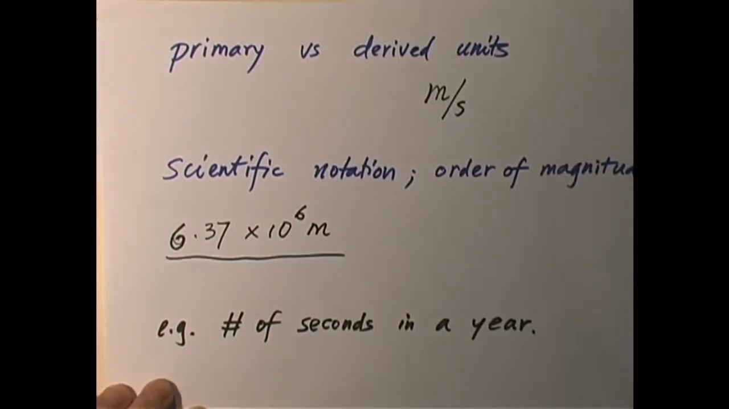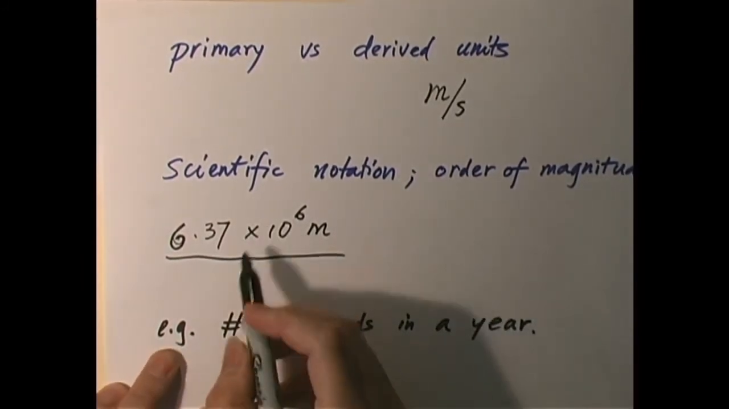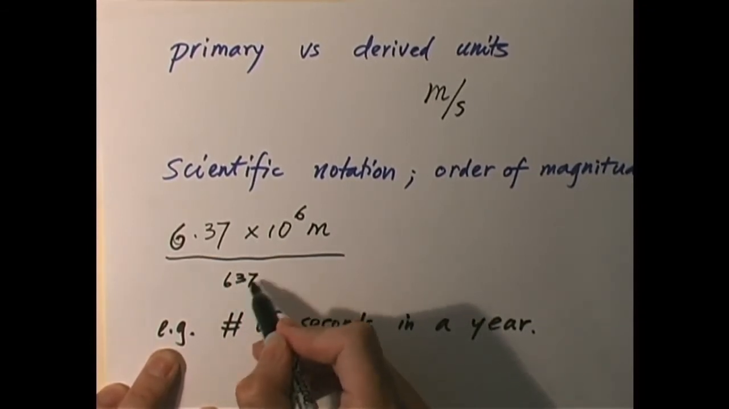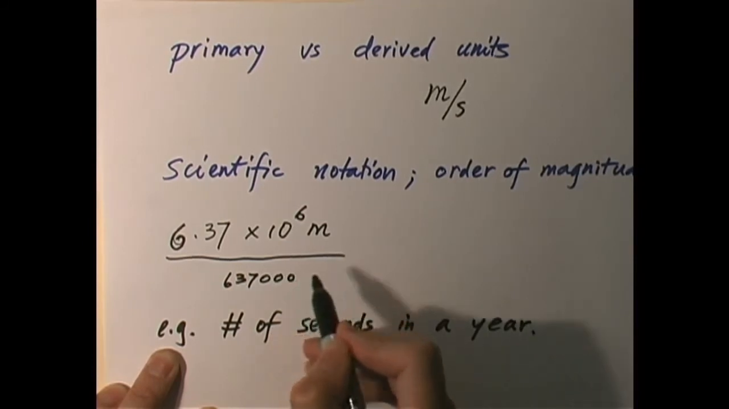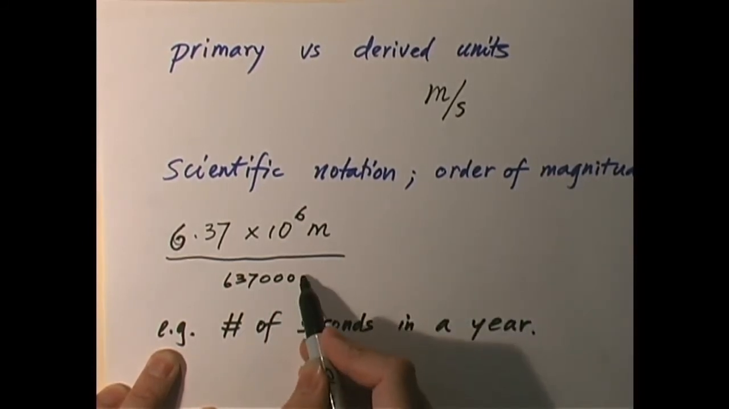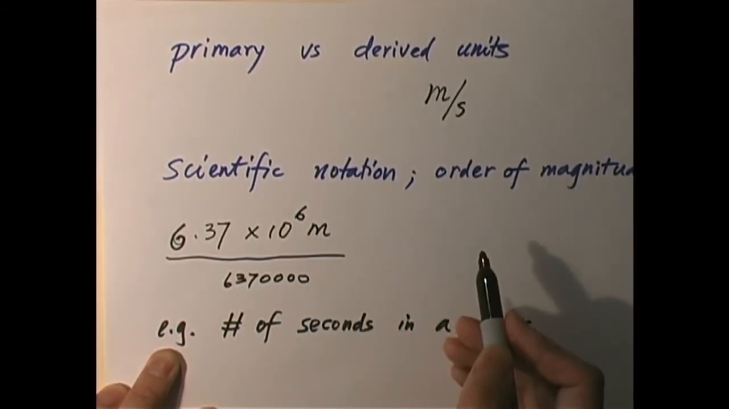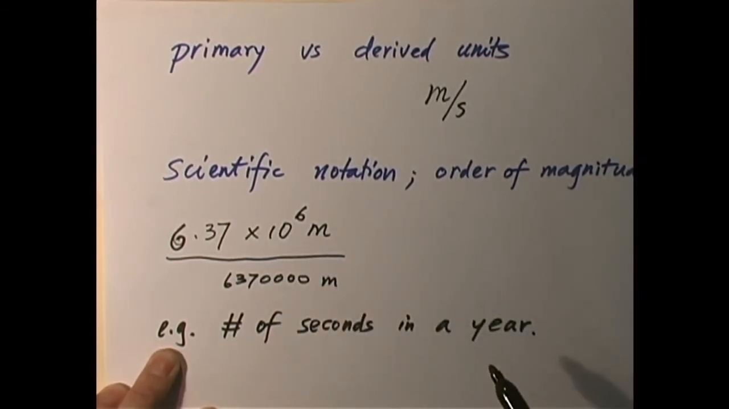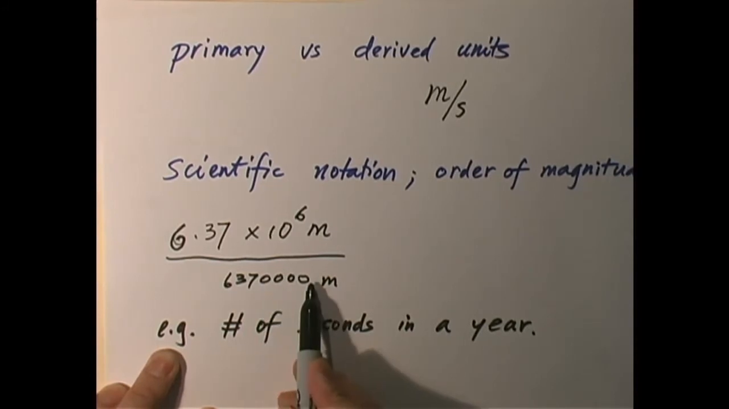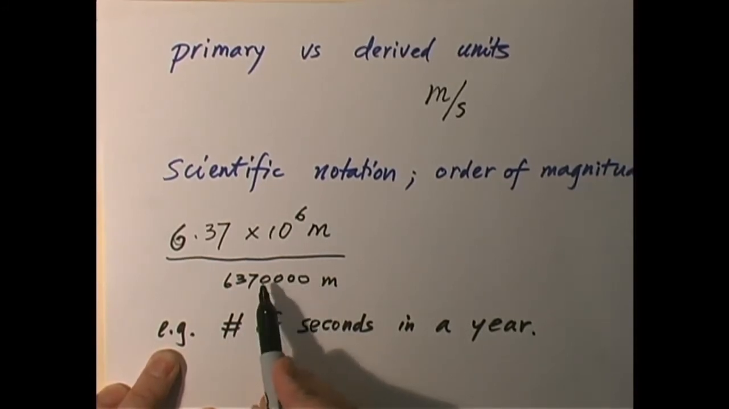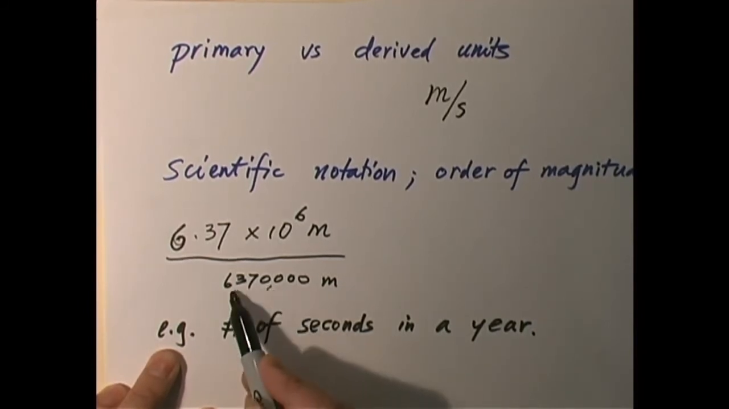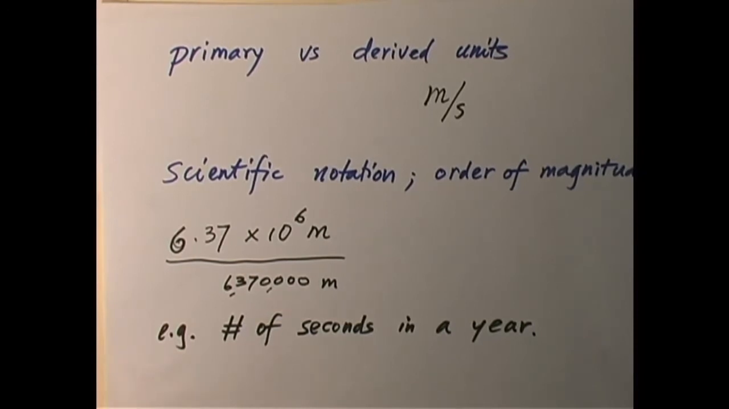What is the advantage of scientific notation? Well, if you don't do that, you have to write 6,370,000 meters. Why is this a better notation? Well, a couple of things. First of all, you have to count how many zeros you have, right? So, okay, 1, 2, 3, 4, 4 zeros, and then you have to, okay. So here you don't have to count.